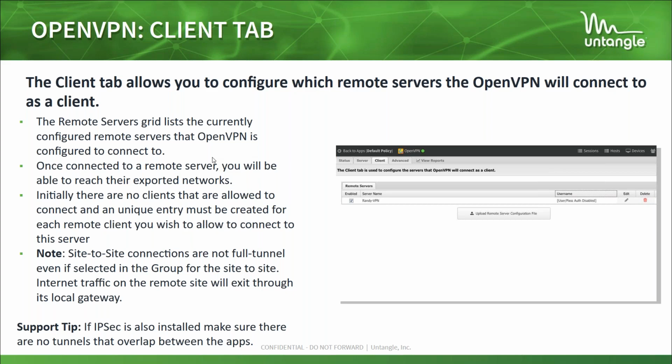A quick note, site-to-site connections are not full tunnel. The only way to utilize full tunnel in OpenVPN is with client to site. So even if you've selected in the group for site to site, it's still going to be not full tunnel. Internet traffic on the remote site will always exit through its own local gateway.